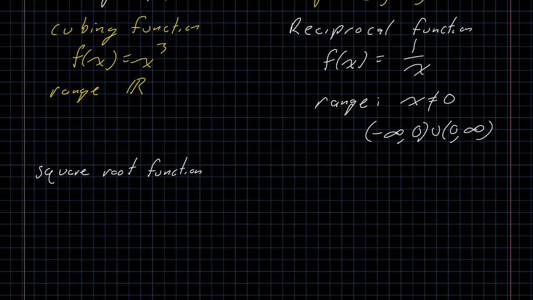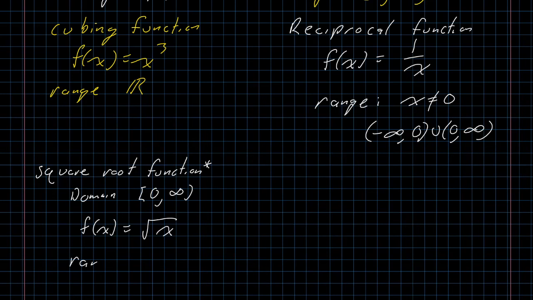The square root function is one that I do have to put a bit of an asterisk on, because this one I cannot get away with saying it's a real valued function of one real variable. The domain of the square root function is, of course, just the non-negative real numbers. The function is defined, f of x is the square root of x, and the range is also the non-negative real numbers.